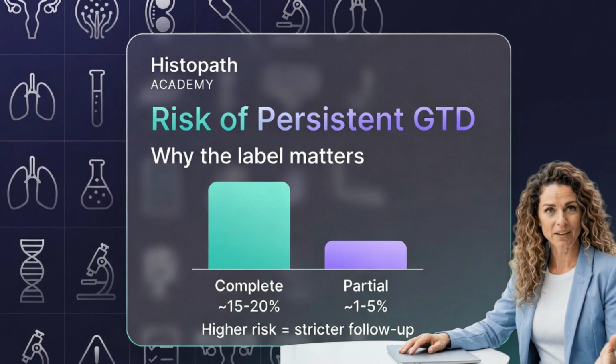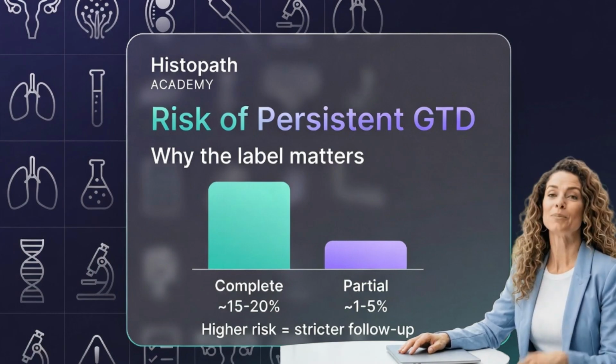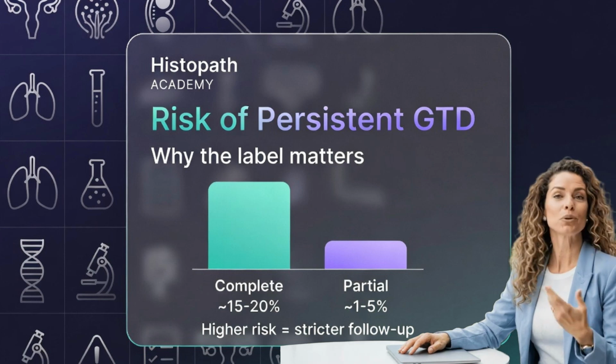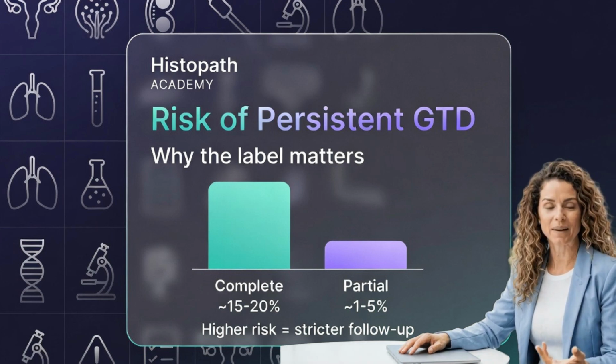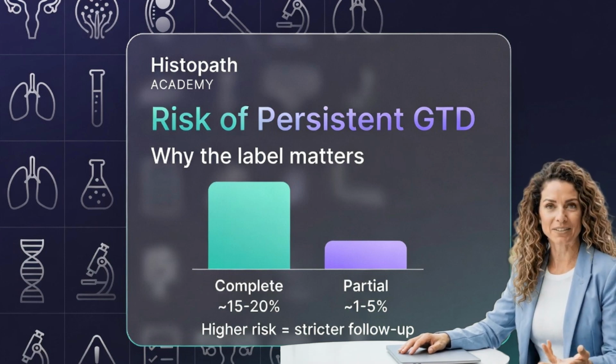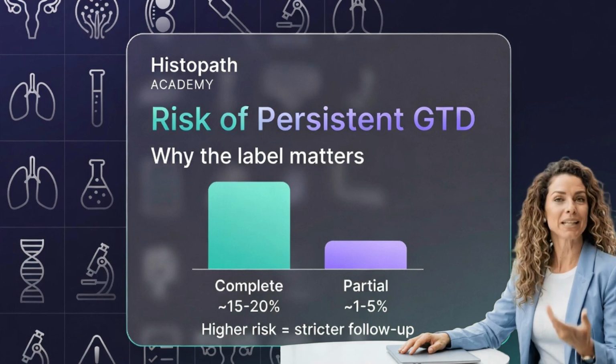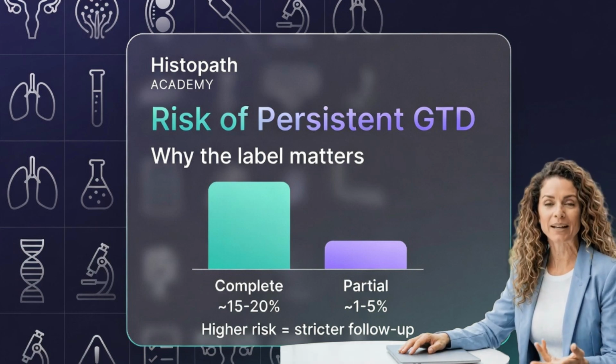Risk of persistent GTD. This distinction matters because the risks are different. Complete moles have a higher risk of persistent GTD, roughly 15 to 20%. Partial moles have a lower risk, roughly 1 to 5%. So if a STEM says complete mole, your brain should immediately add stricter surveillance.